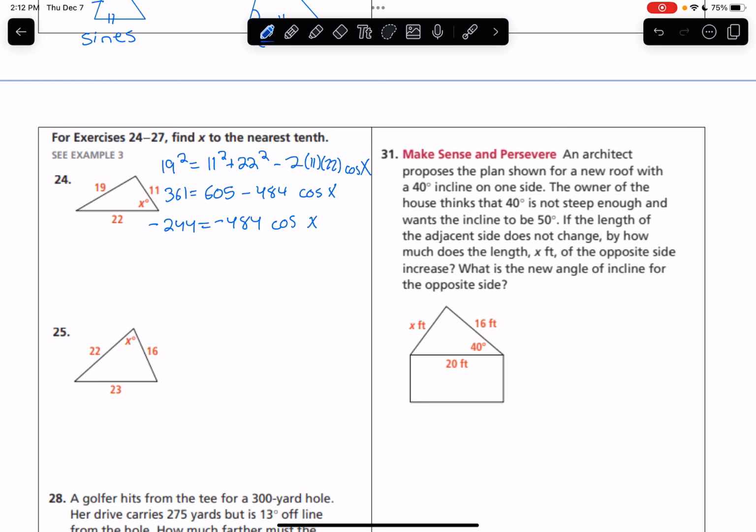And then I'm going to divide both sides by negative 484. That's going to give me 0.504 is equal to the cosine of x. I've got to take the inverse cosine of both sides to find x. So the inverse cosine of 0.504 is equal to x. Inverse cosine of 0.504 is 59.7. So x is 59.7 degrees.